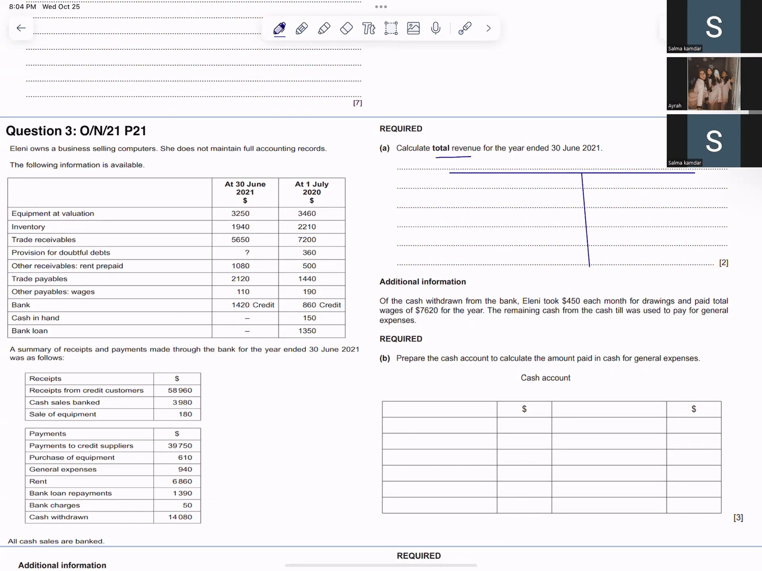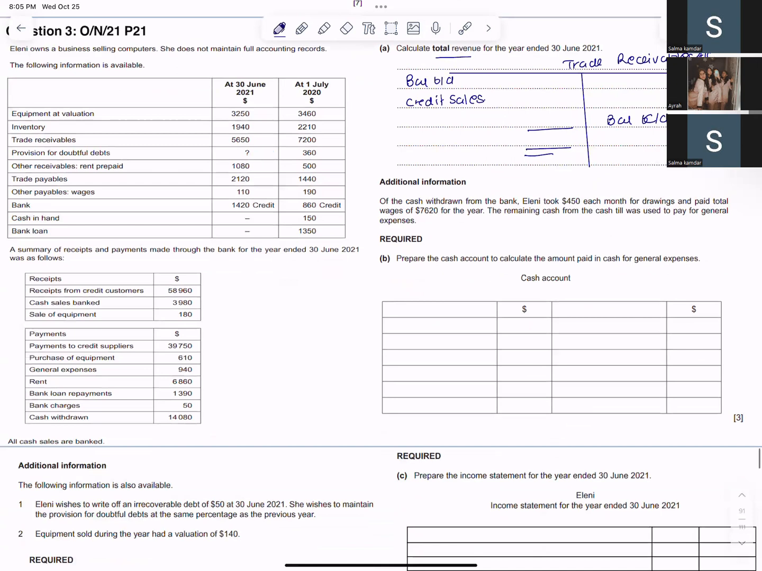And the total revenue would come on which side? Total revenue would come on the debit side. Credit sales would come on the debit side. And I would have a balance brought down, and a balance carried down of trade receivables, and I will find out credit sales. We will see what other information we have. And they want us to prepare the cash account. So when we are reading the question, we will think from these two points of view.